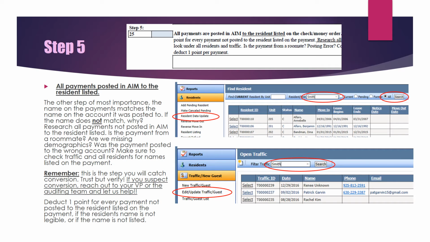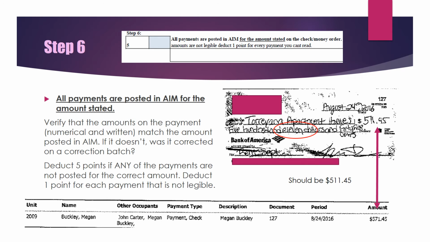Deduct 1 point for every payment not posted to the resident listed on the payment if the resident's name is not legible or if the name is not listed. Step 6. All payments are posted in AIM for the amount stated. Verify that the amounts on the payment, numerical and written, match the amount posted in AIM. If it doesn't, was it corrected on a correction batch? Deduct 5 points if any of the payments are not posted for the correct amount. Deduct 1 point for each payment that is not legible.